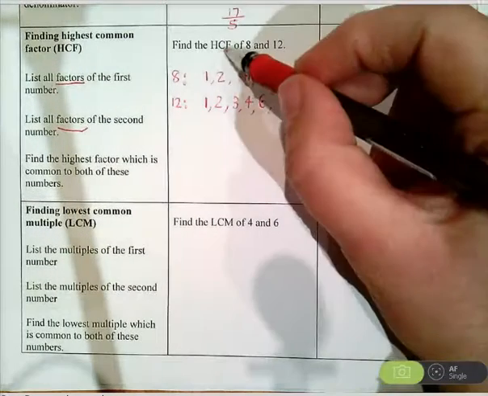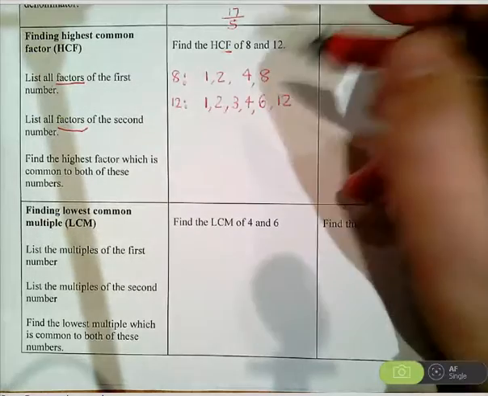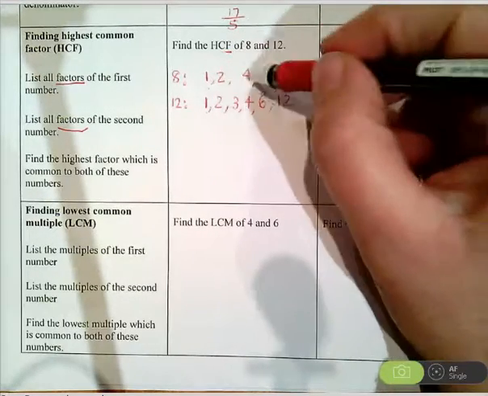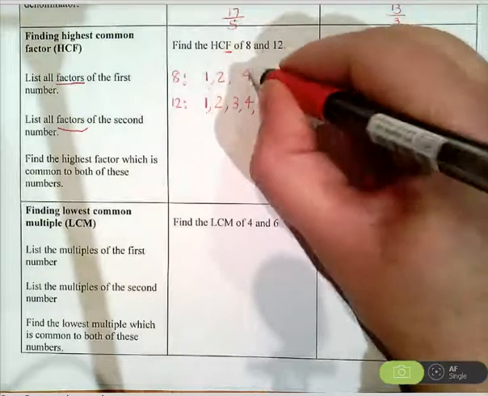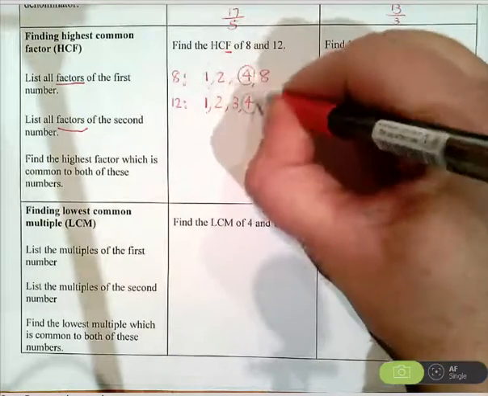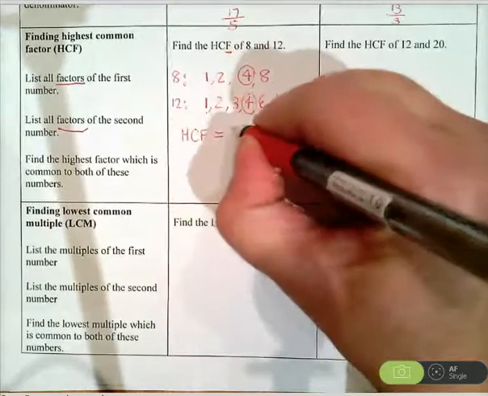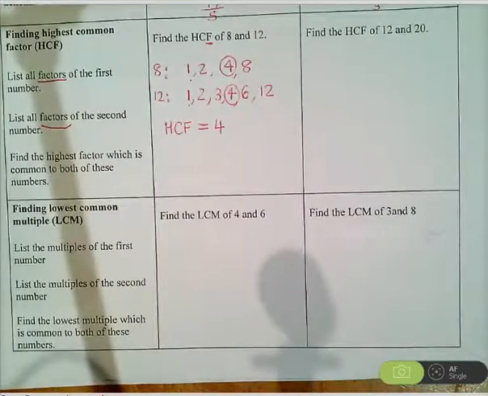Now we do the second letter here, which is common. Now which factors are in common? Now we know that 1 is in common, 2 is in common, and 4 is in common. But which one of those is the highest of the common factors? And it's 4. So therefore the highest common factor is 4. Okay, you can pause the video now and try the question over here, which is to find the highest common factor of 12 and 20.